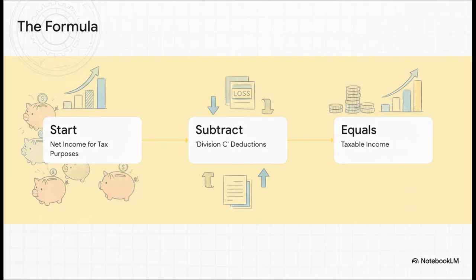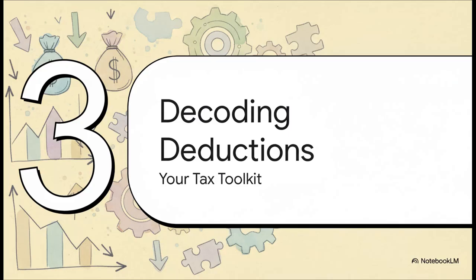And there it is. It's really just a three-step dance. You start with your net income, you subtract a specific set of deductions, the tax code calls them Division C deductions, and what's left over, bam, that's your taxable income. Simple, right? The real power, of course, comes from knowing exactly what those deductions are. So, let's open up that toolbox.